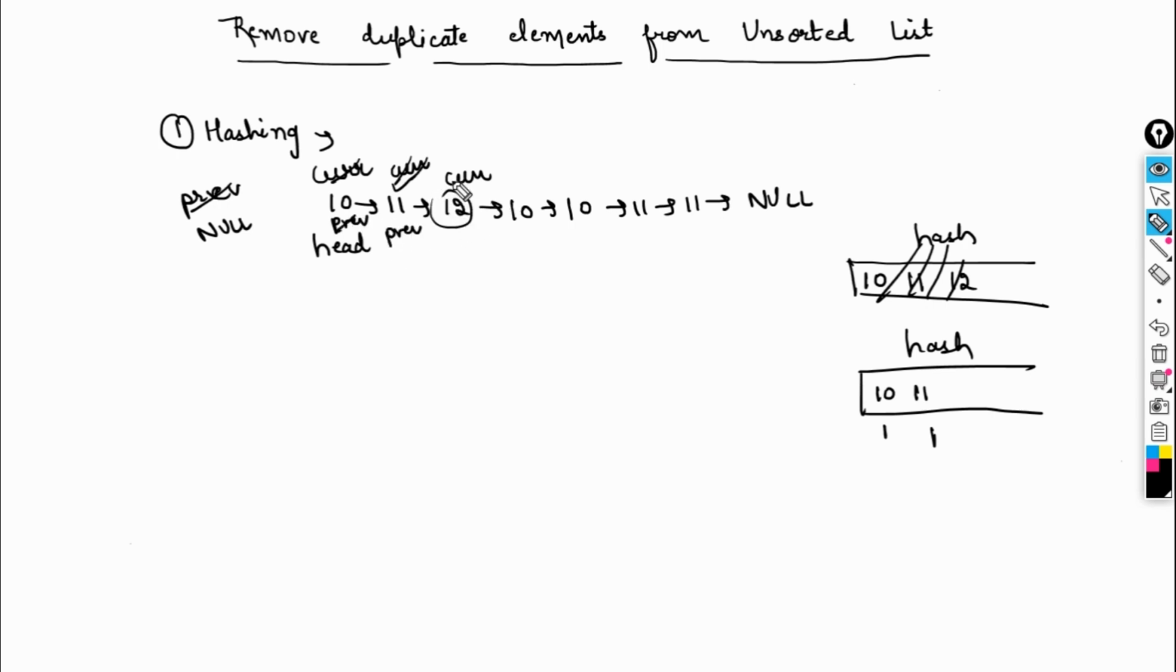Now check for 12. 12 is also not present, so I'll push 12 here and its count is now 1. Again do current is equal to current's next and previous is equal to previous next. So previous is pointing here and current is pointing here. Now it will check the count of 10 inside my hash. 10 already has a count 1, that basically means that it is present inside the hash.